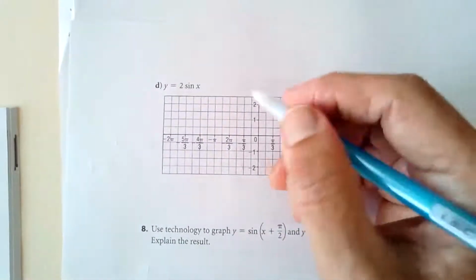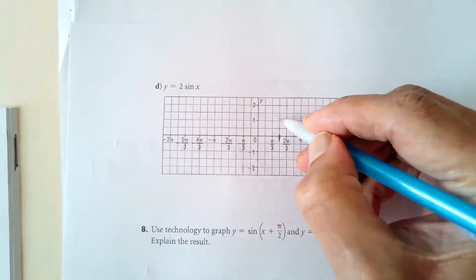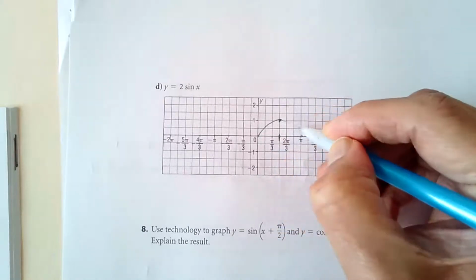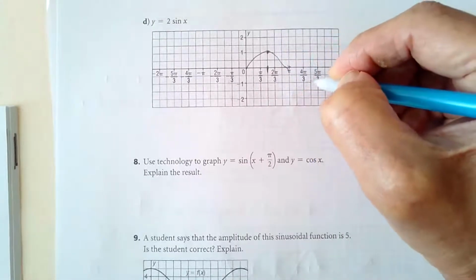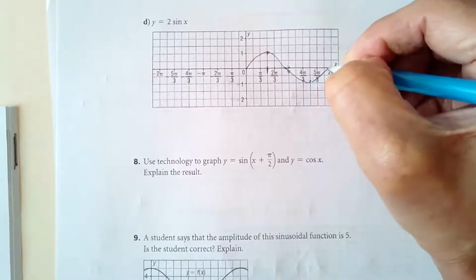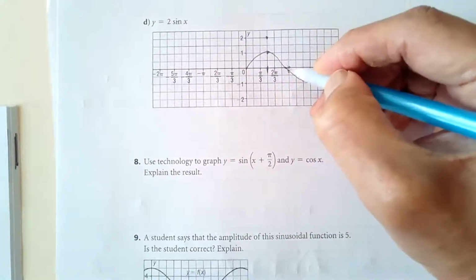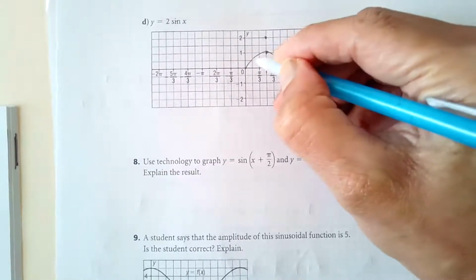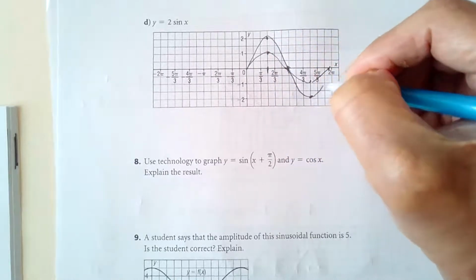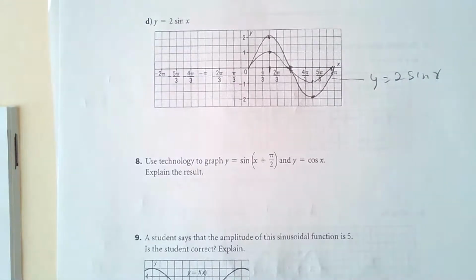Oh, we have one more. Now this is an amplitude. So here we have our sine function. Here we have a half. So here would be your normal sine graph. But now it goes up 2 units, and down 2. So our graph looks like this here. Now this is y is equal to 2 sine x.